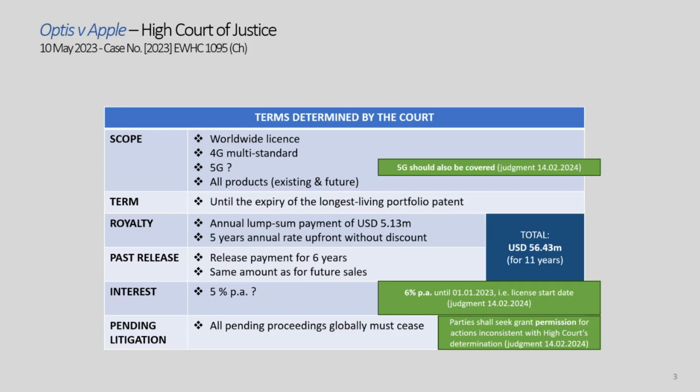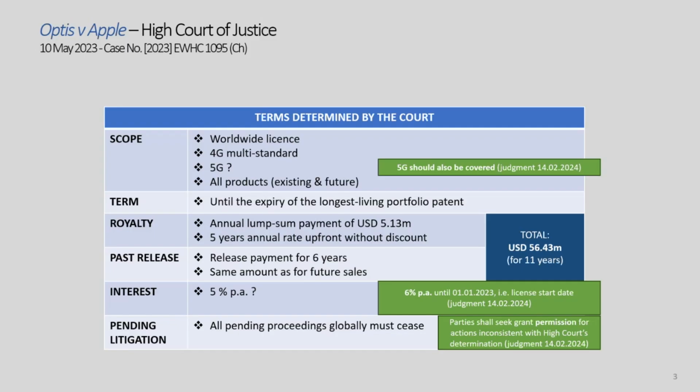And then regarding the royalties, the court basically determined a lump sum payment and said that this lump sum payment should be $5.13 million a year. This amount should be applicable both for the future, so 5 years for the future, starting with the 1st of January 2023, but also covering 6 years of past uses. So in total for 11 years, the lump sum payment was 56.43 million.